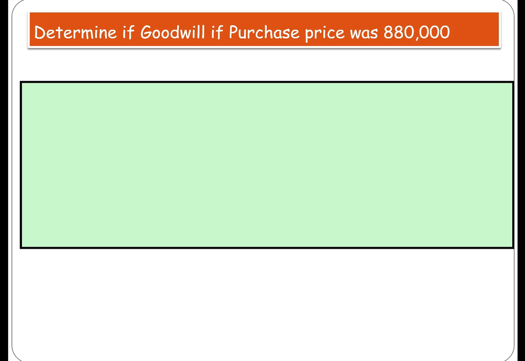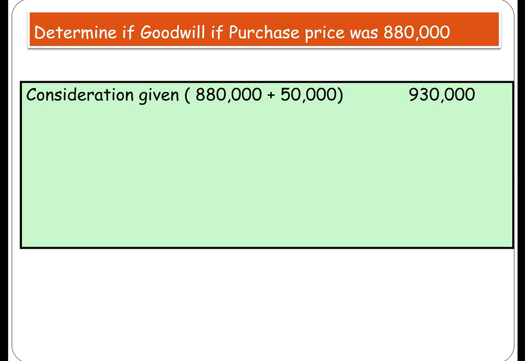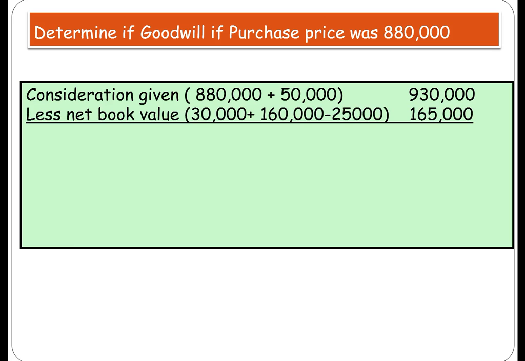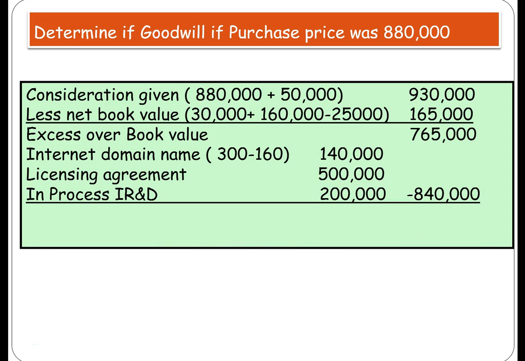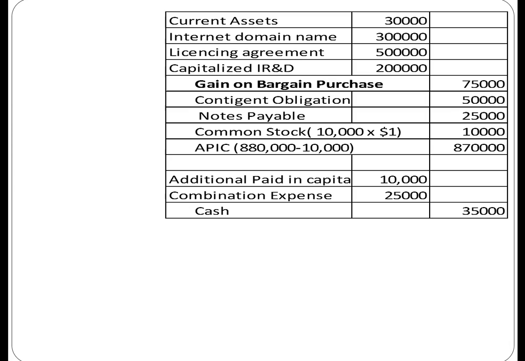Now, our last case is what happens if the fair market value of what we gave them was $880,000. Well, we've got our $930,000 minus our $165,000, which gives us $765,000 excess over book. However, our undervalued assets are $840,000, which means we have a gain on bargain purchase of $75,000. Now we can do our journal entry. We have to book the gain.